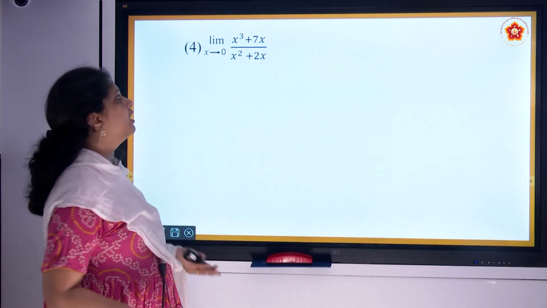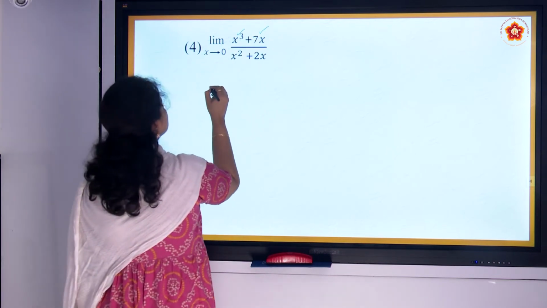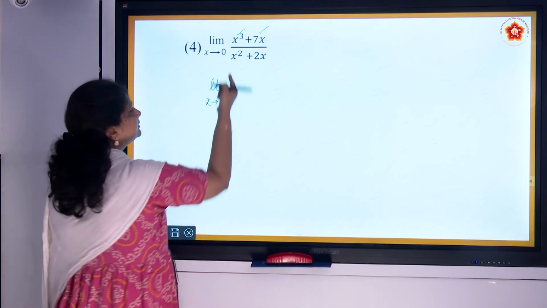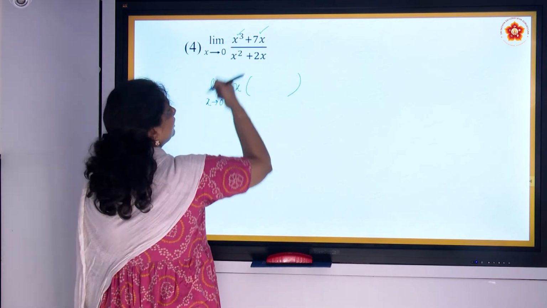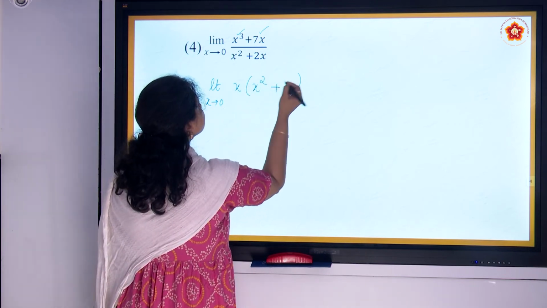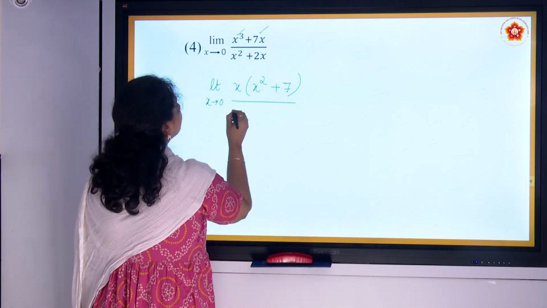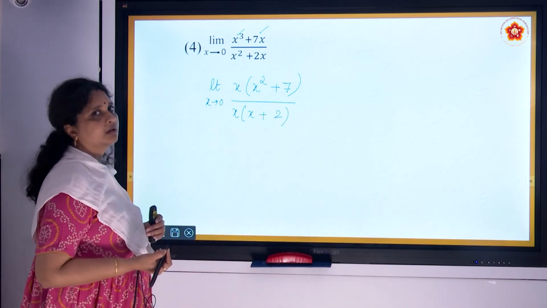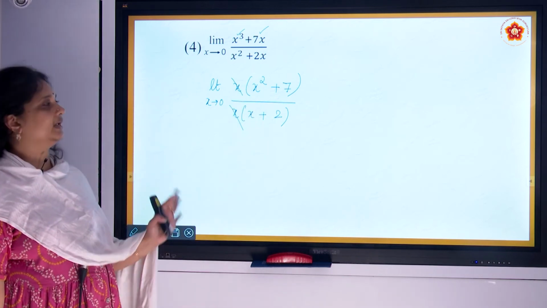I need to simplify. Obviously, when I look at it, I can see common factors. So factorization is my only hope now. Let's see what happens. I have x common. I'm going to remove it out. So from x cube, when I take x out, I'll have x square plus 7, divided by, from here again, I take x out. I'm left with x plus 2. Now, what do I have? I have x on top and an x on the bottom. When I cancel it out, my hindrance is gone.